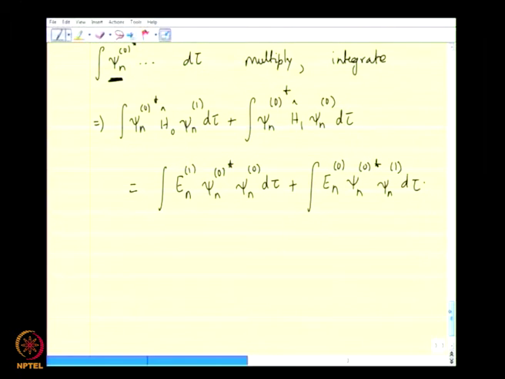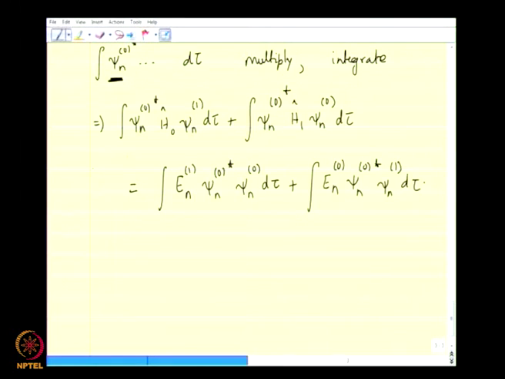The first one is to use the same wave function and get the first order correction to the energy in the next step. And when you multiply by a wave function which is not the same as n, you will get the first order correction to the wave function, and that we will do if we have time today. Okay, so now you can compare this.